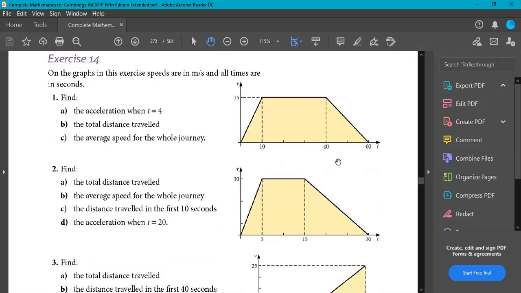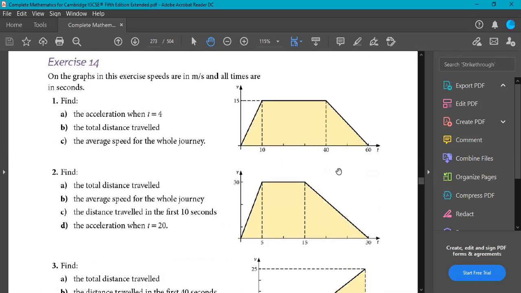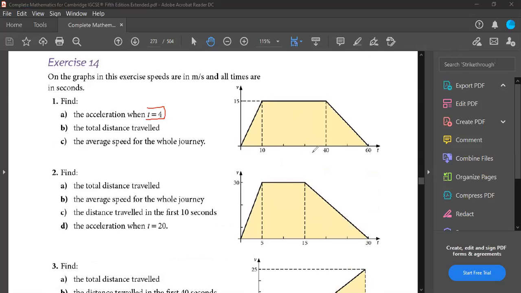So, for example, exercise 14, question number 1. Now, the acceleration when time t equals 4. First of all, I need someone to interpret this graph. Interpret means tell me a story, give me an explanation for what I'm doing. Qatada, would you like to do a story, please?